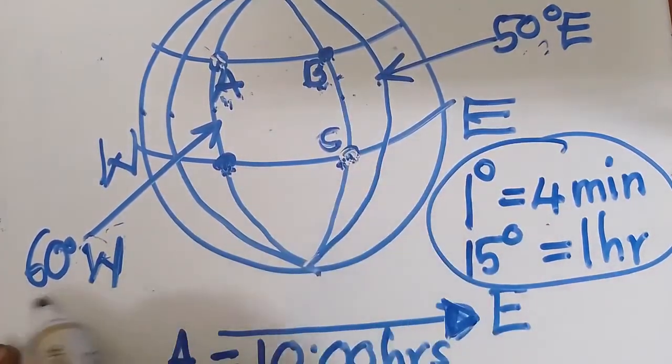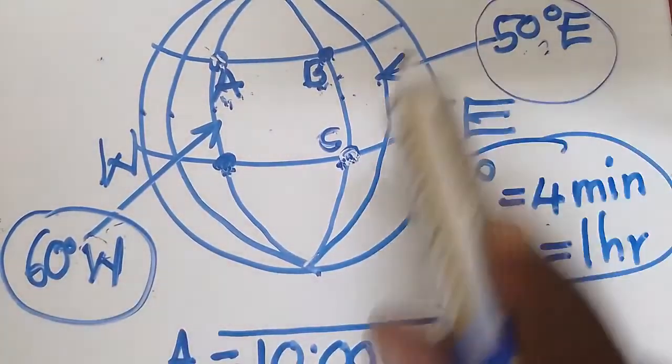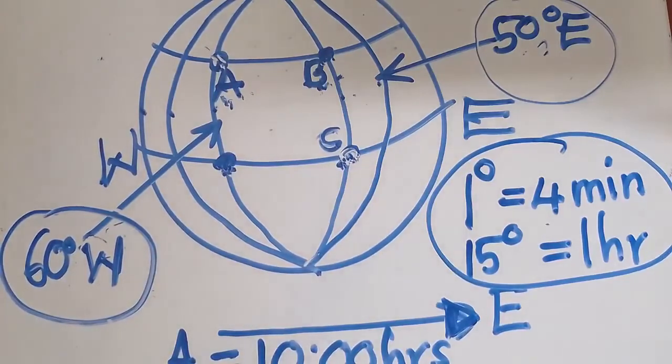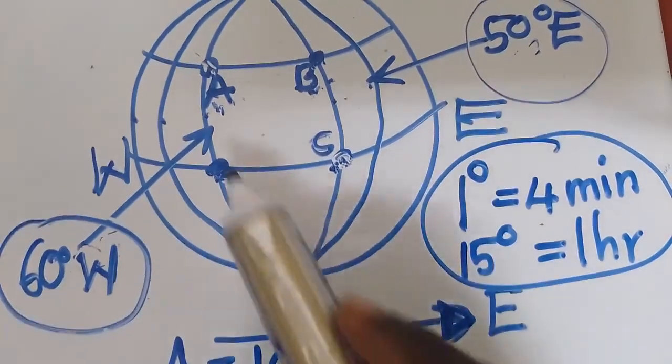So calculate the difference between these two. Since they are on different sides, you add. So let's add: 60 plus 50. What do we have? 110. So that's our difference. The difference between these two is 110.